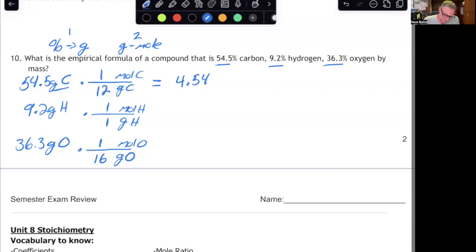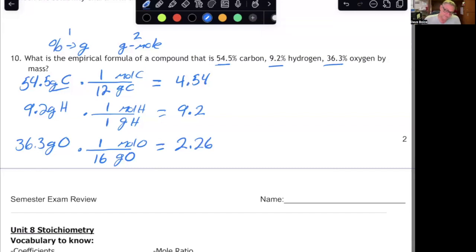Okay, and then 9.2 times 1 over 1. That's a pretty easy one. That's going to be 9.2. And 36.3 divided by 16, that is going to equal 2.26. Now, this is not a ratio. I can't use this as a ratio. This is just the number of moles I have.